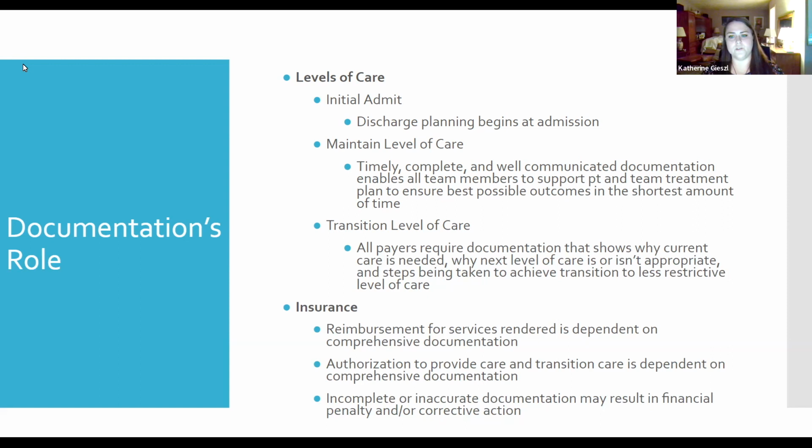Like I mentioned with insurance, reimbursement for services rendered is dependent upon documentation. You can provide services all day, and insurance may even pay you. But if they go back and decide to look at your records, they have all the right in the world to take that money back.